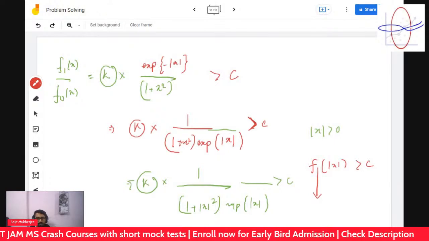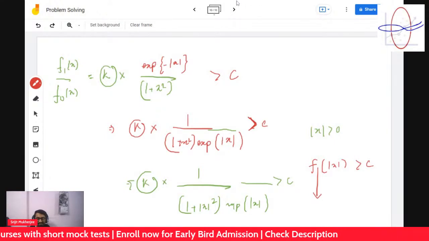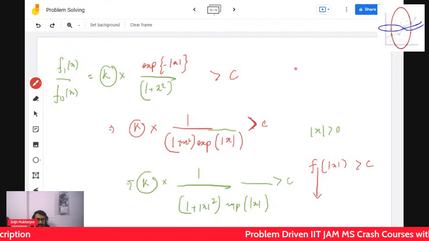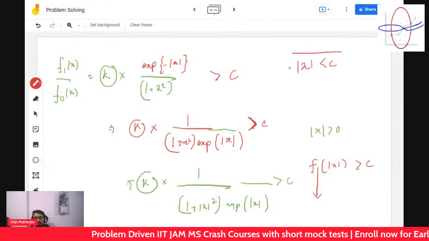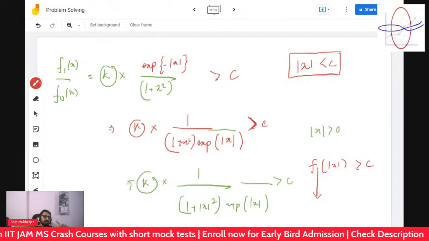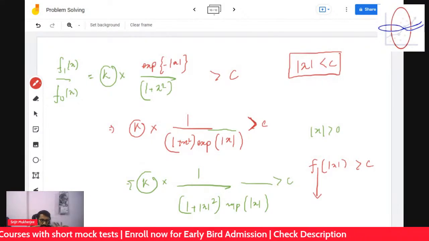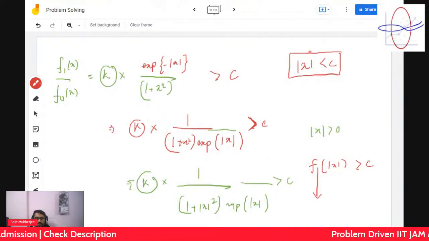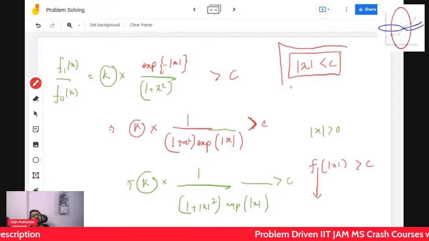Okay, don't make me afraid. I am very bad at calculation mistakes. So therefore, this is a decreasing function in mod x. Therefore, what happens? If this is a decreasing function, we'll only reject if mod x is less than c. See, a decreasing function just opposites the sign. Decreasing function means what? If this is greater than this, then that is the sign opposite. So therefore, we reject if this happens. Did you understand the rejection region, guys?